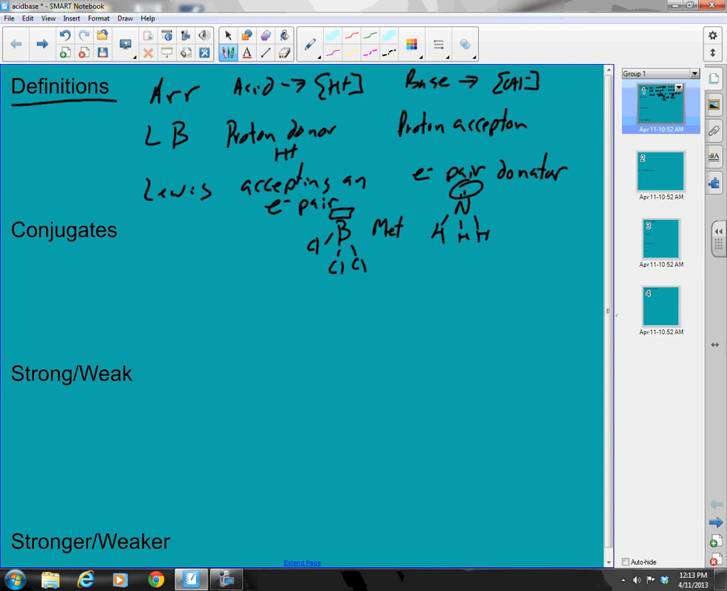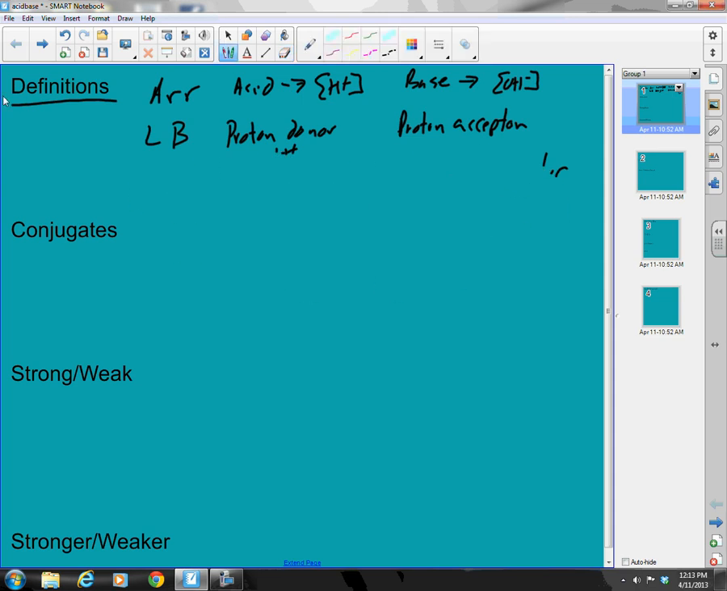And then a typical Lewis acid is something like boron trichloride and also metal cations. So your metal cations are also typical, especially D block. D block metal cations tend to act like Lewis acids.